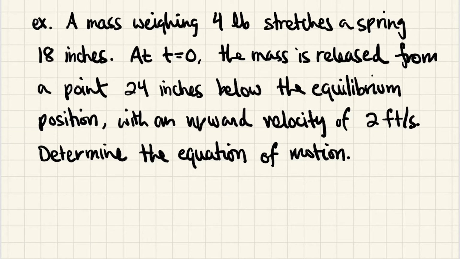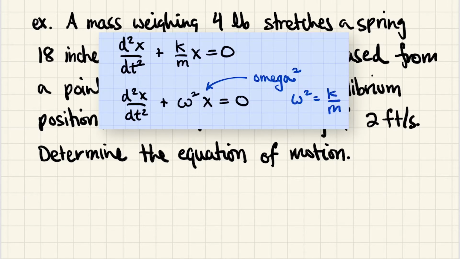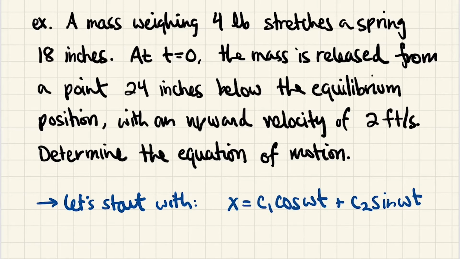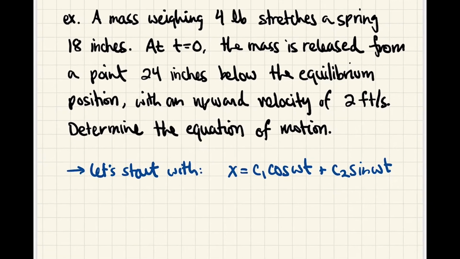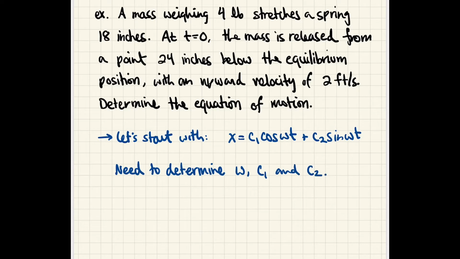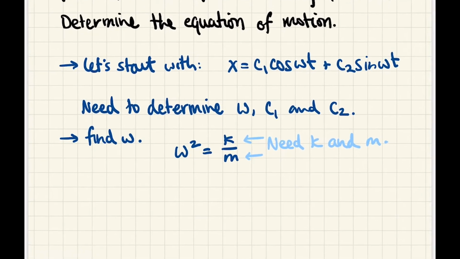You can, if you wish, start with the actual differential equation and then solve it. Well, let's start with the model that we have just figured out. All we really need to figure out is what omega is, as well as what the specific constants are. So let's start with omega. We know that omega squared is k over m, so we just need k and m. Once we've got k and m, we'll have omega.